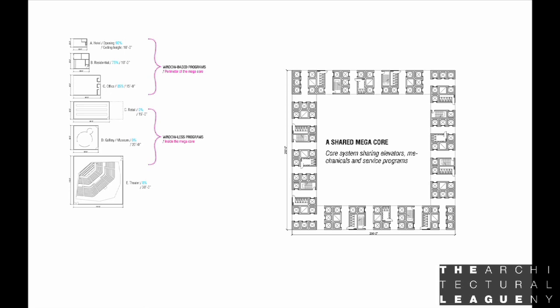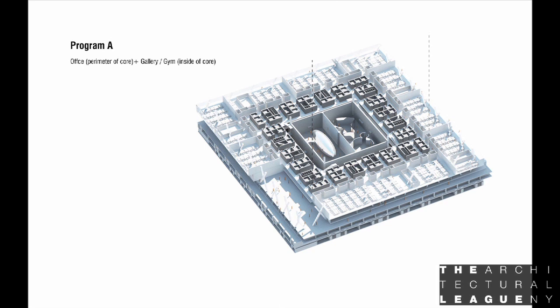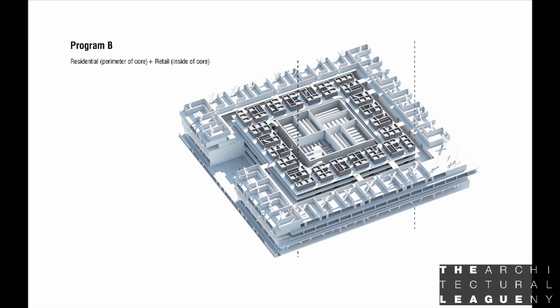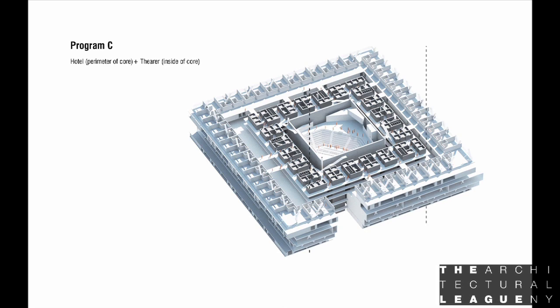Type A has office at the perimeter of the core and has gallery or gym inside of the core. Type B has residential at the perimeter and has retail inside of core. Type C is combination of hotel which is located at the perimeter and then theater inside of core.